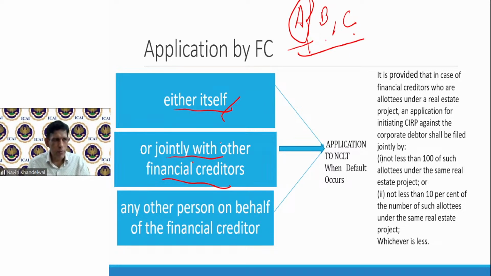Now remember one question which is very common. As we have discussed, are flat owners, home buyers termed as financial creditors? The answer is yes. They are termed as financial creditors. So as a home buyer, if the builder is not able to deliver to me a home, my flat, can I go and apply at NCLT and take the company into insolvency? The answer is no.